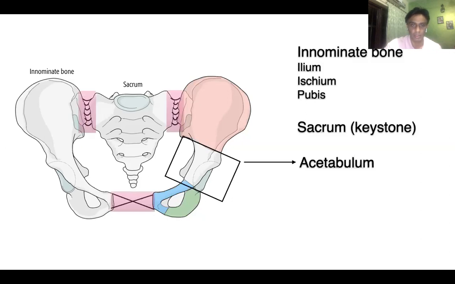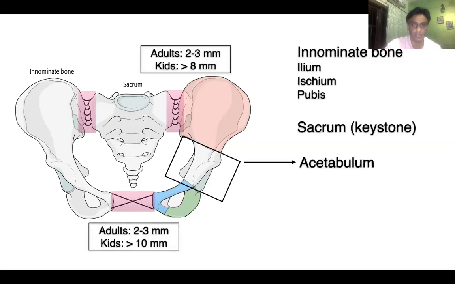There are three articulations, two posteriorly, which are true articulations called sacroiliac joints, and a symphysis anteriorly. The width of these articulations is around 2 to 3 millimeters in adults, but in kids, it can be highly variable. So if you're diagnosing a disruption in kids less than 10 years of age, symphysial disruption of greater than 10 millimeters and an SI disruption of greater than 8 millimeters should arouse suspicion of an injury.